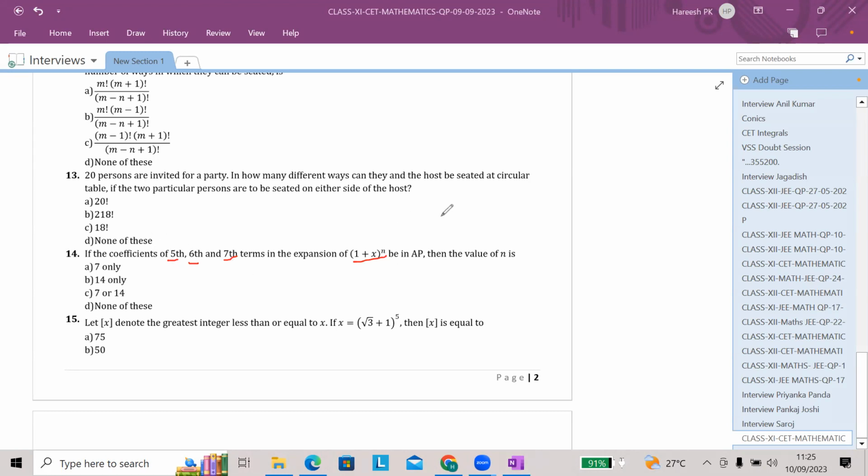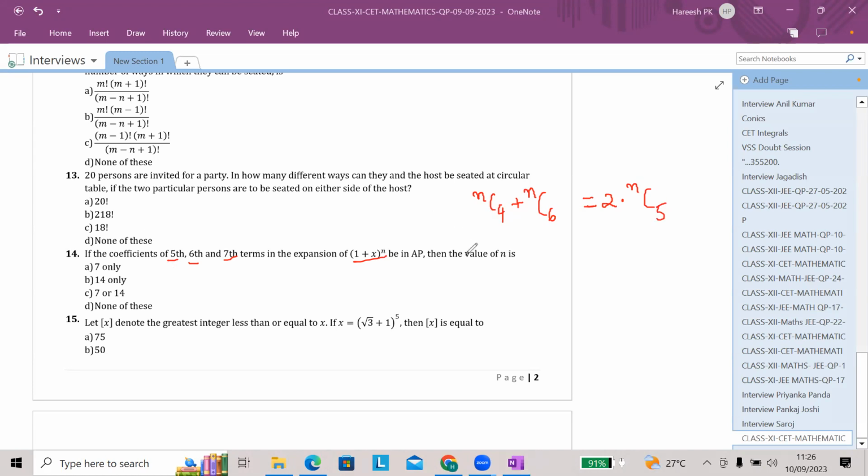So the coefficient of fifth term is nC4 and coefficient of the seventh term is nC6. So when you add both of them, you should get 2 times the middle term. Sixth term coefficient is nC5.